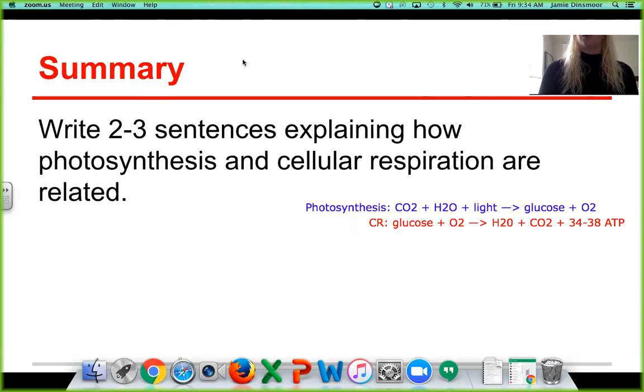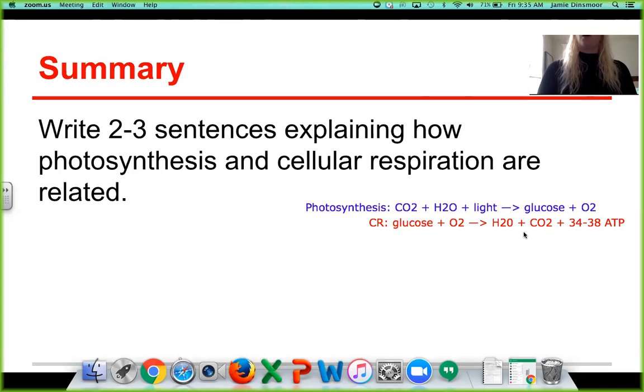You're exactly right. So the biggest connection here to realize is that these equations are a cycle. They're cyclical, right? What is produced in photosynthesis is used in cellular respiration. And what is produced in cellular respiration is used in photosynthesis. The only thing that changes here is the energy source, right? In photosynthesis, we're taking energy from the sun. In cellular respiration, we're producing ATP. And I put here 34 to 38 because there's actually discrepancy on how many ATPs are produced.